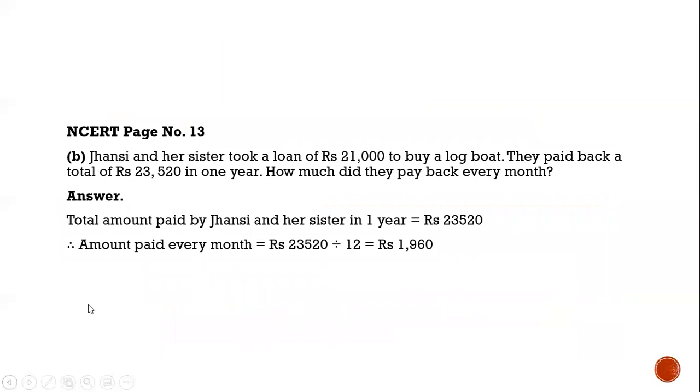Let us see. Total amount paid by Jhansi and her sister in 1 year is rupees 23,520. Paid every month. If we have to find this amount, we'll divide this amount by 12. So we'll have rupees 1,960.